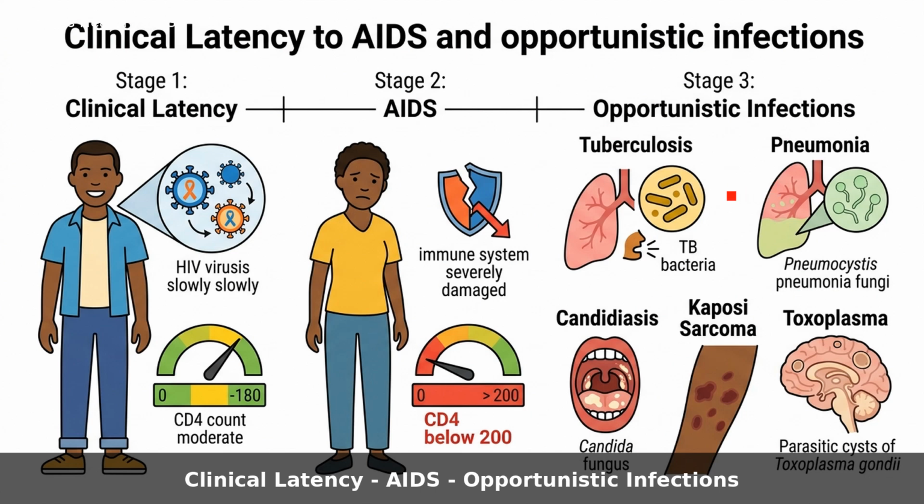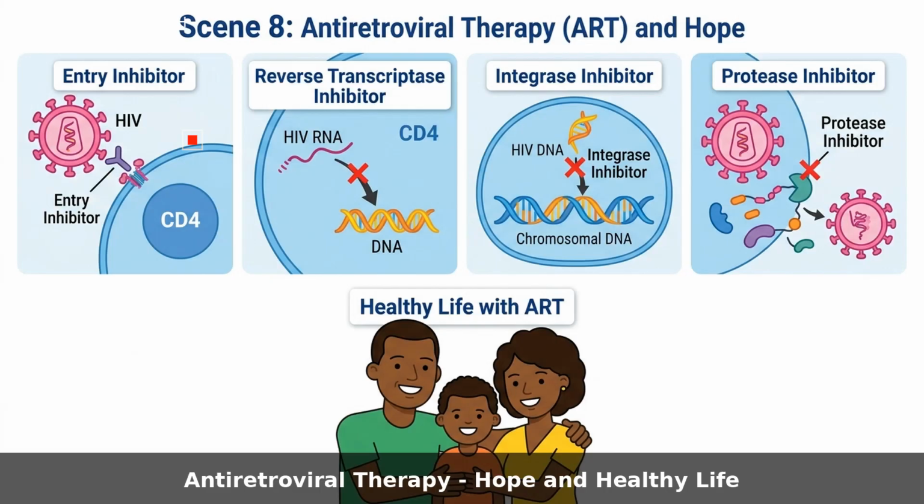HIV is a virus that silently attacks the immune system by infecting and destroying CD4 T helper cells. Without treatment, this gradual damage can lead to AIDS and serious opportunistic infections. Fortunately, early testing, prompt diagnosis, and consistent antiretroviral therapy can control the virus, protect the immune system, and allow people living with HIV to enjoy long and healthy lives.